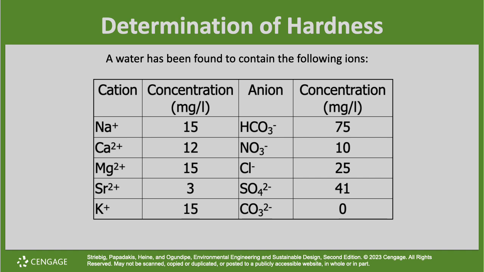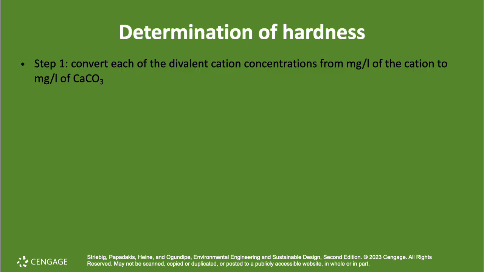Here's another example to go through. Here we have a list of cations on the left-hand part of the table, and a list of anions, the negative ions, on the right-hand part of the table. All concentrations are given in milligrams per liter of the ion itself. We want to determine the total hardness, carbonate hardness, and non-carbonate hardness.